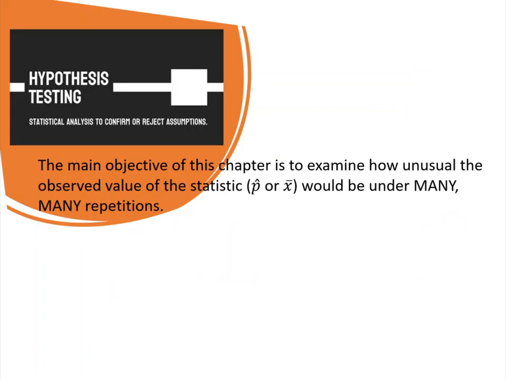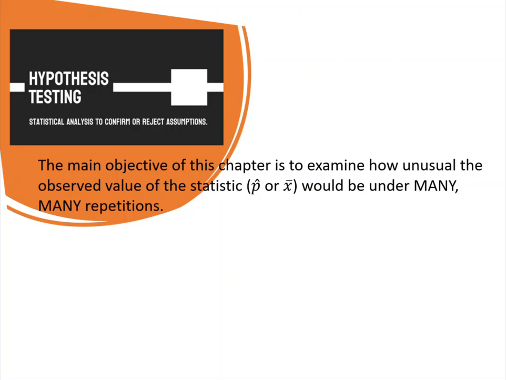So, hypothesis testing. The main objective in this chapter then is going to be for us to look at how unusual it would be for us to get our statistic, in other words, our p-hat or an x-bar, right? Those are both sample statistics. How usual or unusual would it be for us to get those statistics under many, many repetitions? That's our definition of probability.